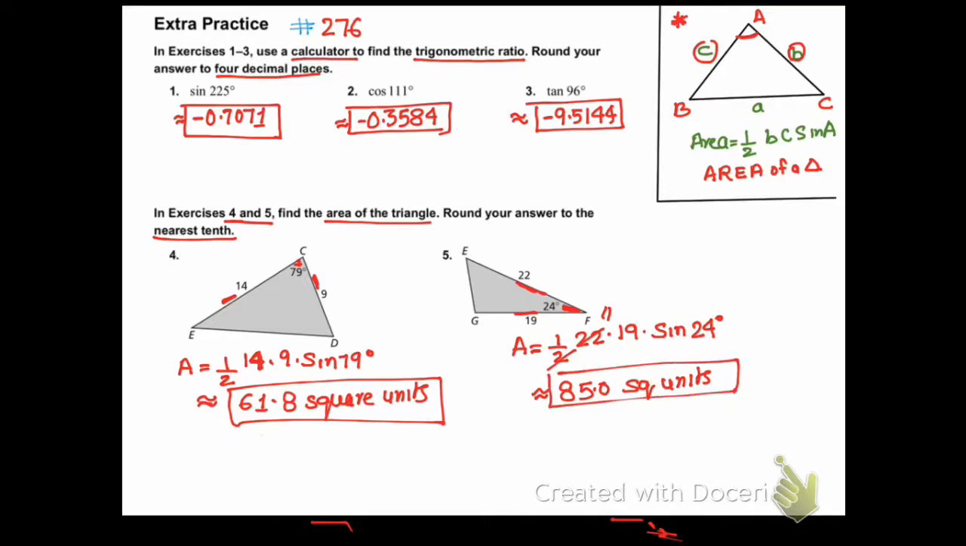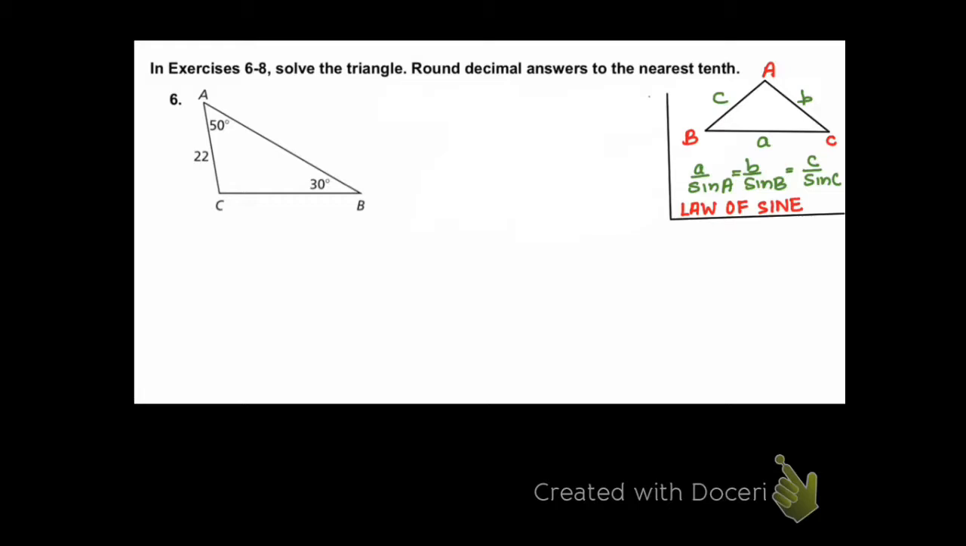All right, I hope you get it. So let's move to questions 6 through 8. For 6 through 8, you have to solve the triangle. Solving the triangle means finding all angles and sides. If something is missing, you just find it, and round to the nearest tenth. To do that, we need to use the law of sines and cosines.